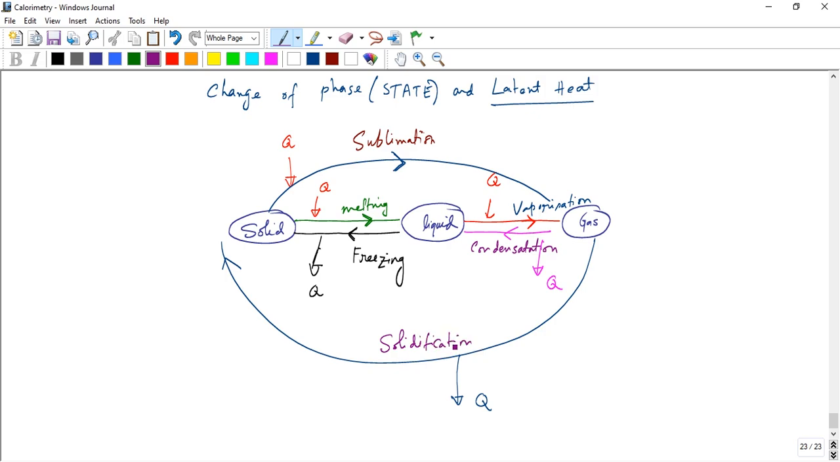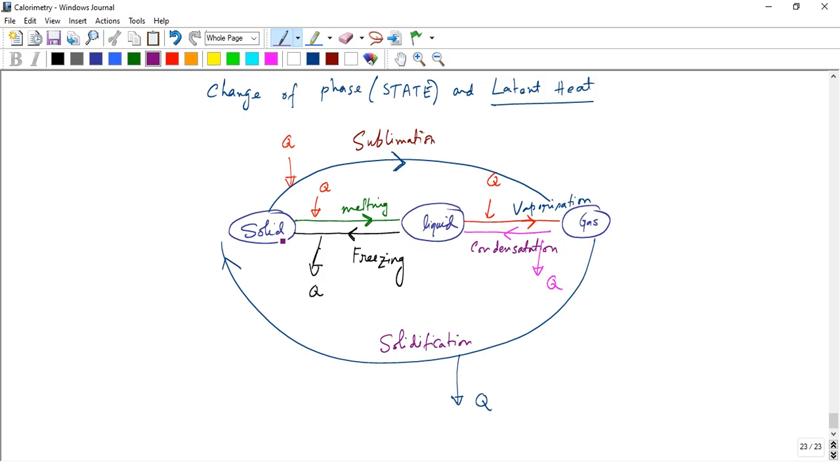Okay, so I skip the definitions. We all know what is melting, vaporization, condensation, freezing, sublimation and solidification. Now here we discuss the melting and freezing concept. What is melting and what is freezing? They are reverse processes. When solid absorbs some heat, then solid turns into liquid.